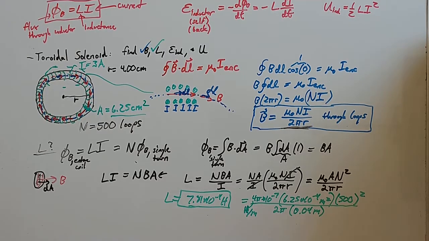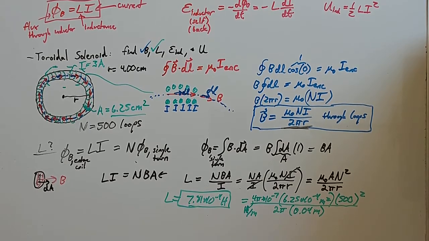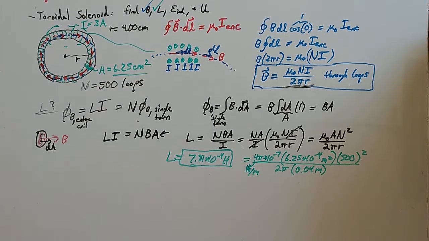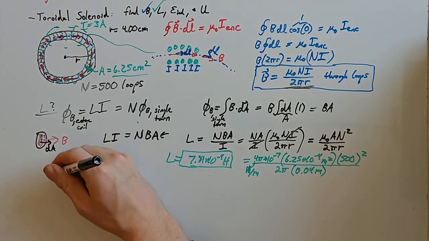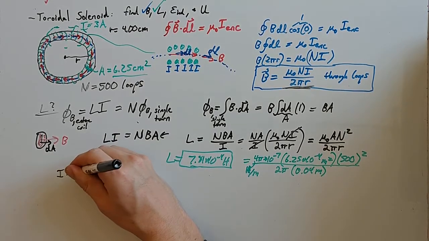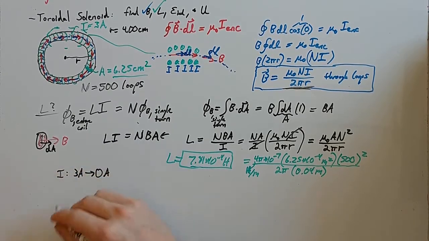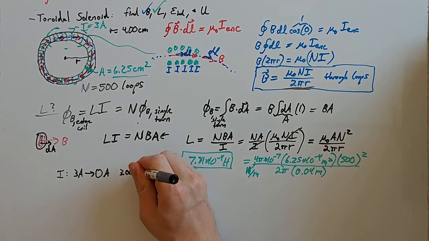But now, let's say instead we start at our 3 amps, but then we uniformly turn it off. So we're going to decrease from 3 to 0 amps. Let's do one more little situation here. Let's say we want to have our current I go from 3 amps down to 0 amps. We'll do it pretty quickly. It'll go uniformly, but let's do it in 3 milliseconds.